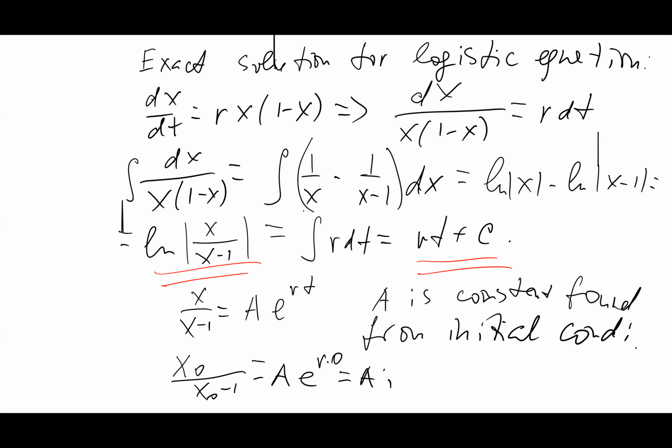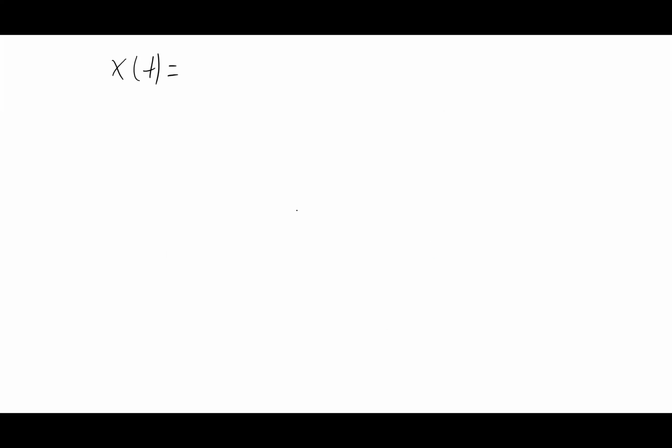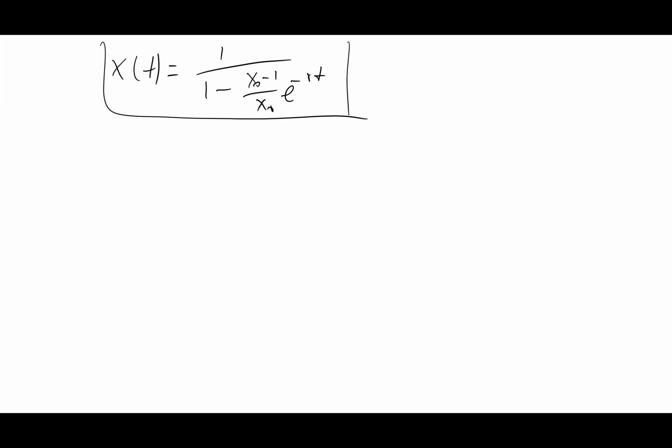And finally, x of t will be equal to, after simplification, I will just give the final expression: 1 over 1 minus (x naught minus 1 over x naught) times e to the power of minus rt. I skipped a couple of steps, but you can work them out. You can show this.